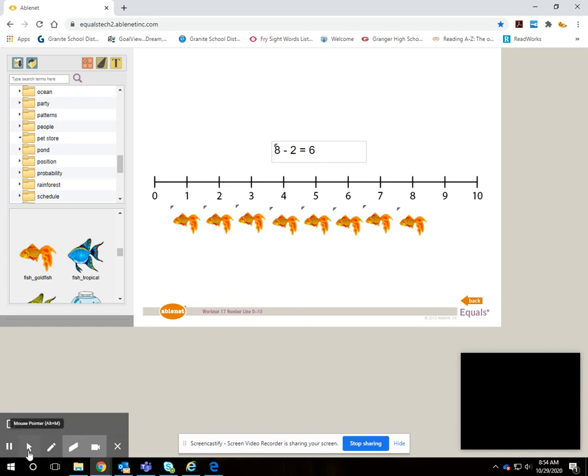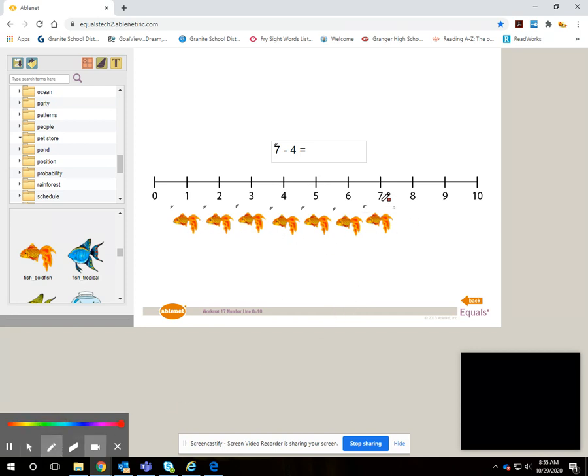And this time we're going to do a different equation. This time we're going to start with 7 fish, and we are going to subtract 4 fish and find out what that is going to equal. Okay, so first I have to have only 7 fish. So let's count those up. I have 1, 2, 3, 4, 5, 6, 7. I actually have an extra one, so I'm going to delete 1. So I'm at 7 right here.